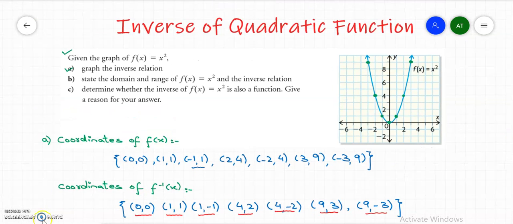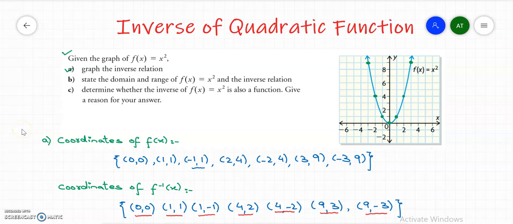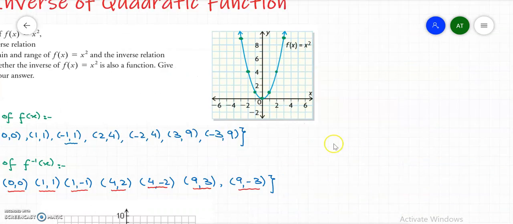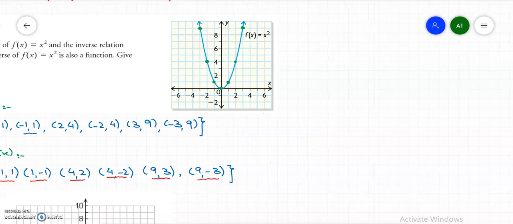Moving to part B, it says state the domain and range of f of x equals x square and the inverse relation. Okay, so let me state the domain and range of f of x first. Look at the graph. The domain of the function f of x, by using the graph, we can see all the x values are in the domain. So x belongs to real numbers. That is the domain of the function f of x.